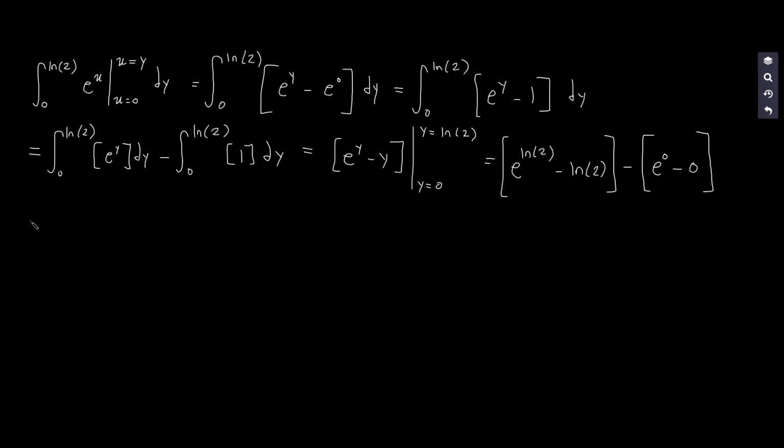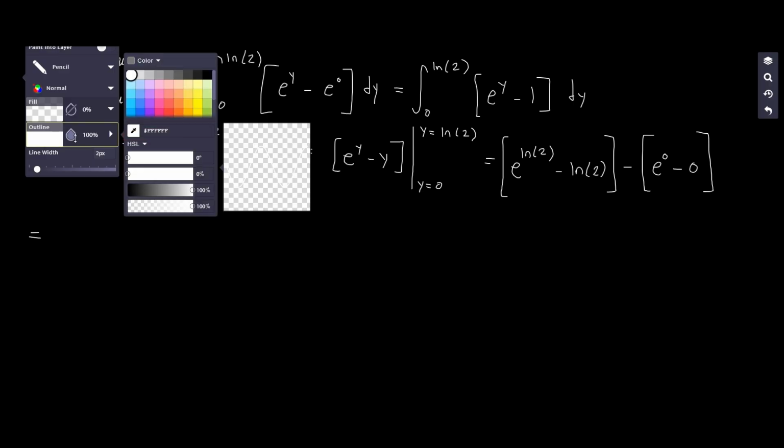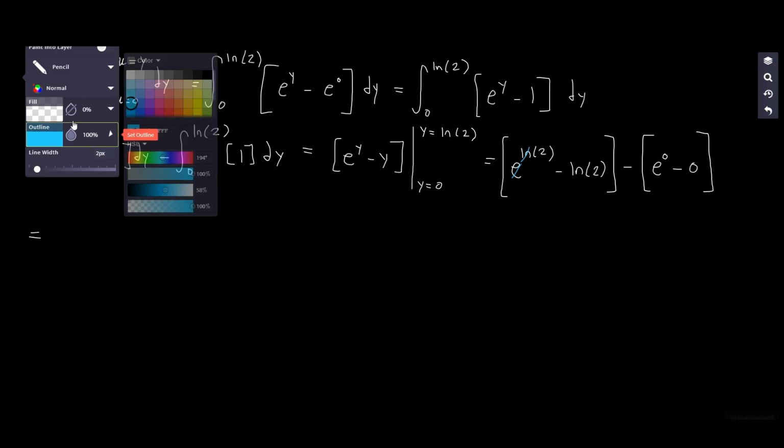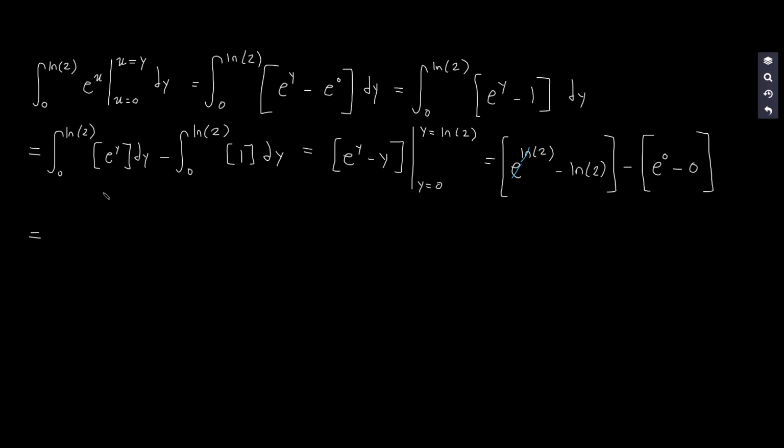So what's this going to be? The exponential and the natural logarithm cancel each other out. And that's going to leave us with 2 minus the natural logarithm of 2. E raised to the power of 0 is going to go to 1. It's going to be 1 minus 0, which is 1.